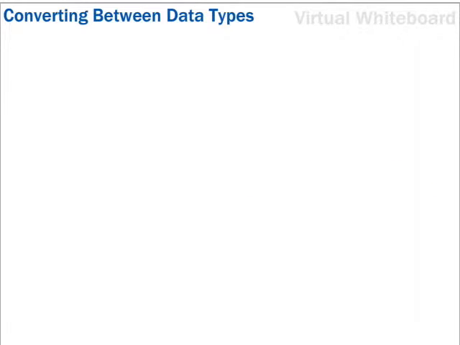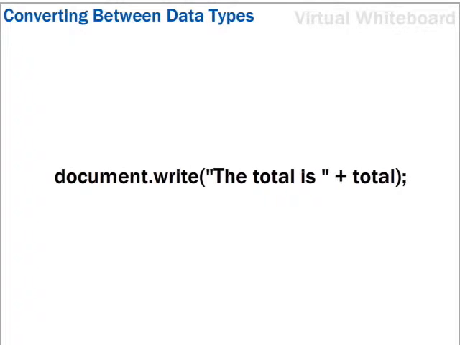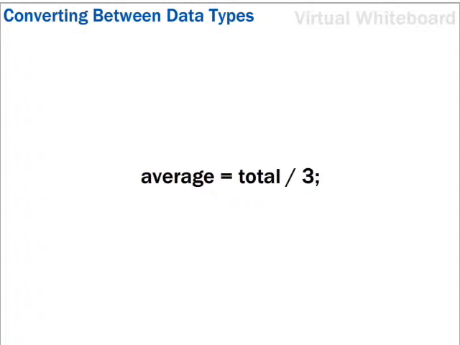JavaScript handles conversions between data types for you whenever it can. For example, a statement like this. This statement prints out a message such as, the total is 40. Because the document.write function works with strings, the JavaScript interpreter automatically converts any non-strings in the expression, in this case the value of total, to strings before performing the function. This works equally well with floating point and Boolean values. However, there are some situations where it won't work. For example, this statement will work fine if the value of total is 40.